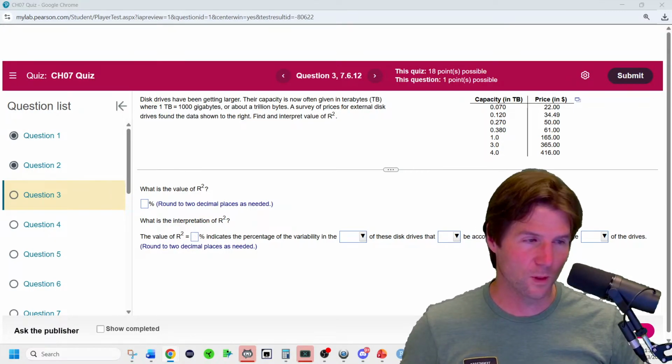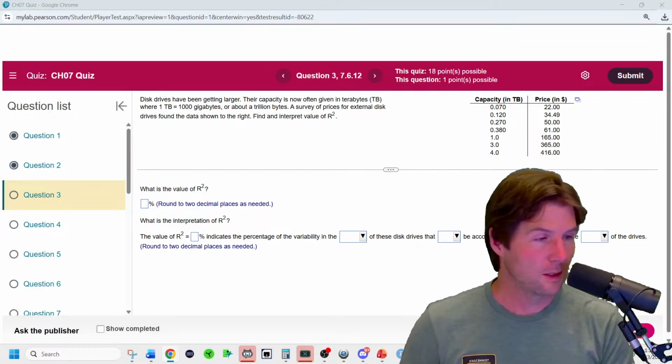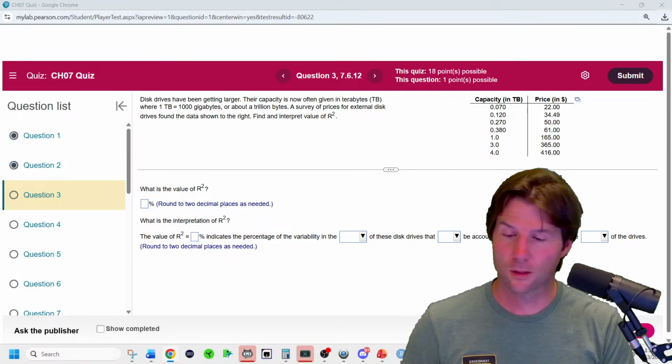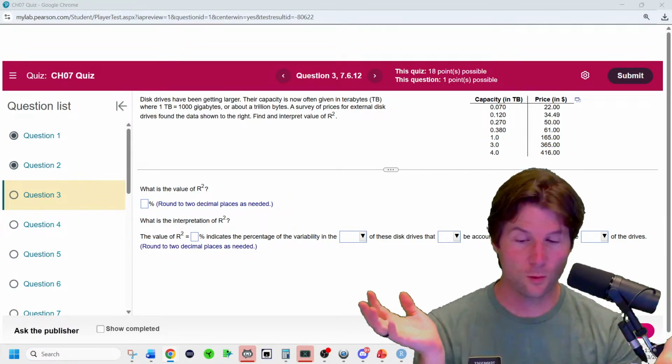We did this one on the homework, but I'll try to do them all. We'll see how many we can do. Disk drives are getting larger. So this one deals with R squared first. Ooh, we love R squared.